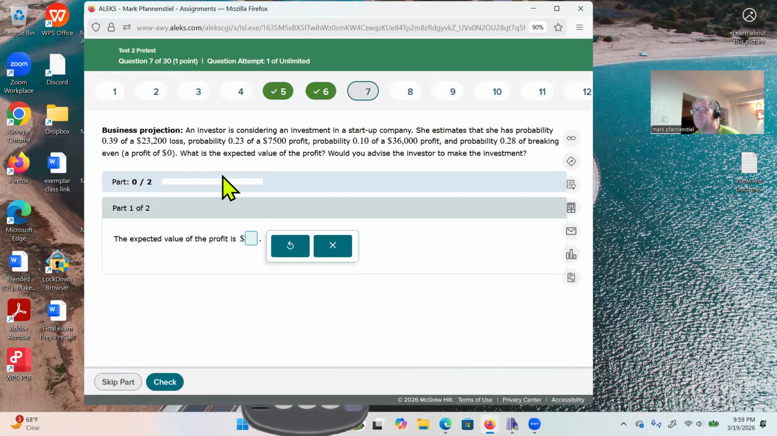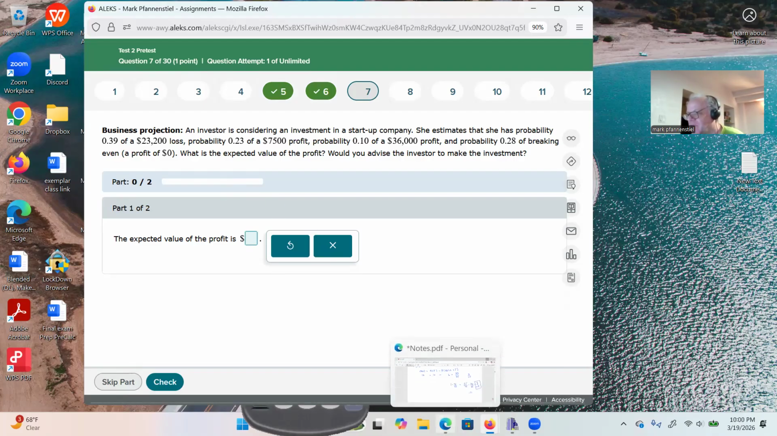All right, this looks like an expected value problem. We have an investor considering an investment in a startup company. She estimates she has a probability of 0.39 to see a $23,200 loss, a probability of 0.23 for a $7,500 profit, and a probability of 0.10 to see a profit of $36,000. Oh, and the last one, a probability of 0.28 of breaking even. Okay, profit is 0. What is the expected value of the profit?